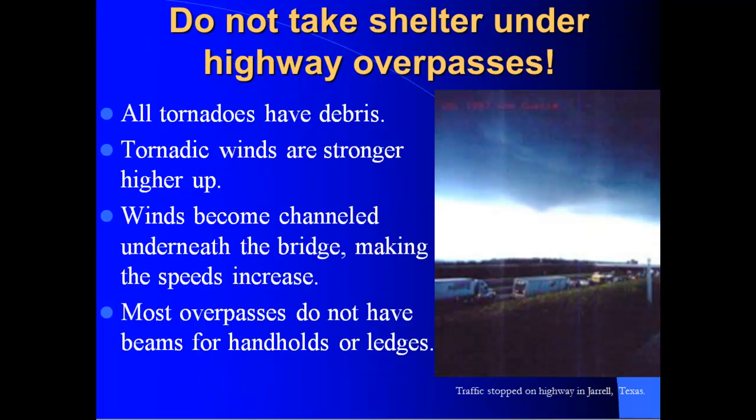Another place that you do not want to take shelter is under a highway overpass. Winds can become channeled underneath an overpass or bridge, making the wind speeds increase. If you decide to take refuge under an overpass, realize that most overpasses do not have beams to hold onto or ledges to hold onto. And all tornadoes are going to have debris, so you put yourself at much greater risk for death or injury by taking shelter under the highway overpass.